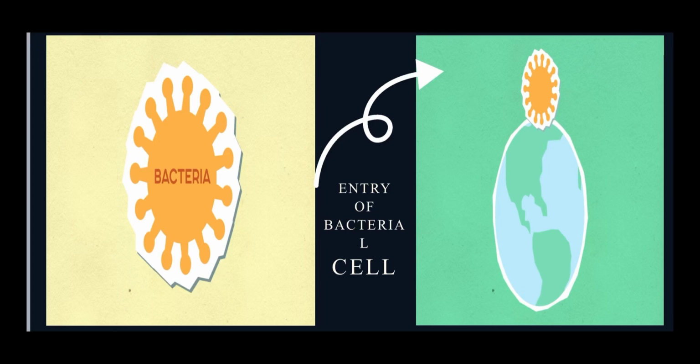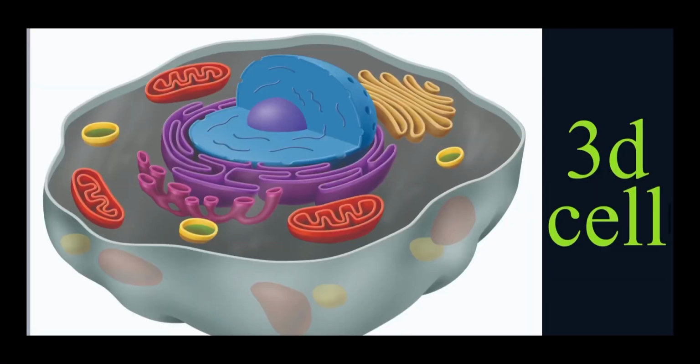Now, the entry of a cell: how do you see it? It's a bacterium on the left-hand side, which has a circular structure. How does it enter your body? It enters your body as a host, and it comes inside whenever it finds a way in. Yes, you heard it right, it is like a thief.